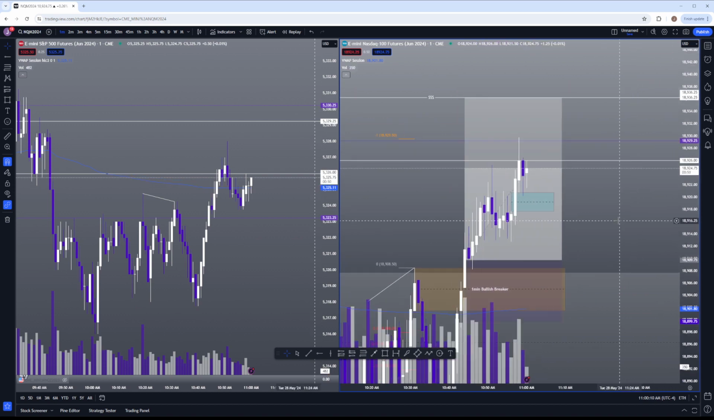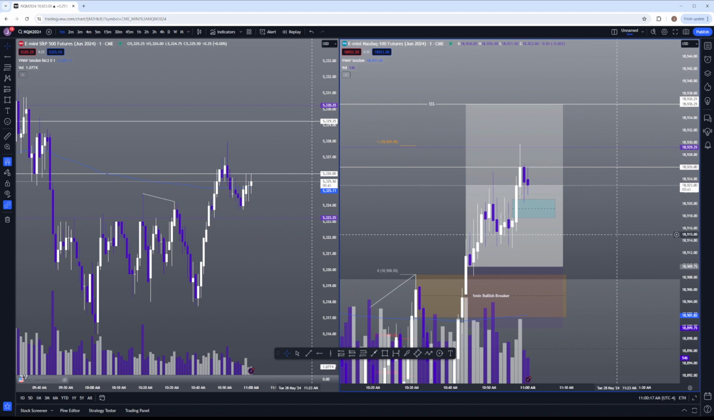Again, it's a risk-free trade at this point. Not worried. Stop is at break even. Willing to see where this one goes.